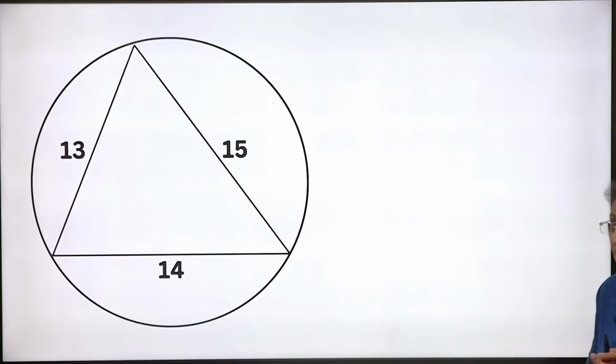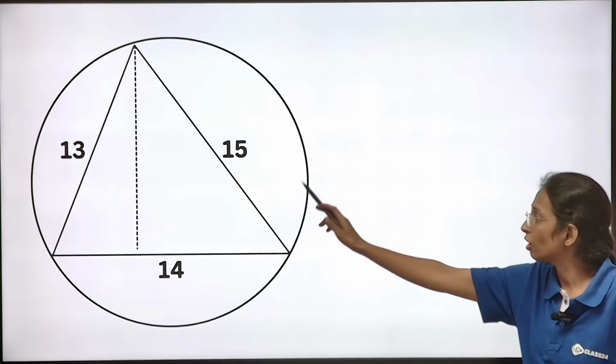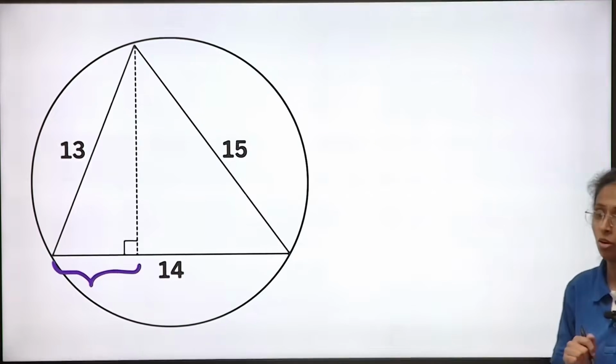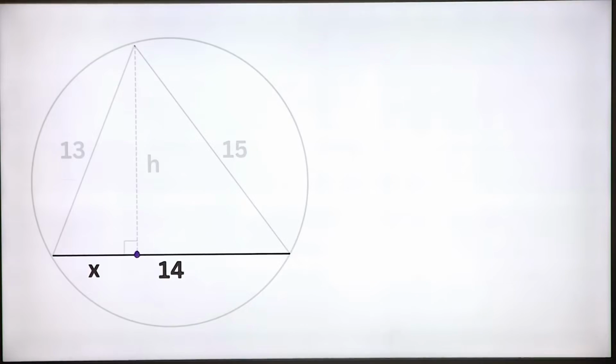So let us start this question. First of all, from this vertex, we are going to draw a perpendicular on the base, which is dividing my base in x. Height of triangle is h. Now, the complete side is 14. So, that part is x. So, the remaining part is 14 minus x.